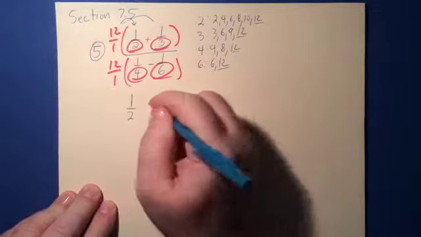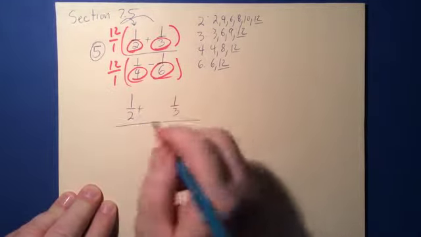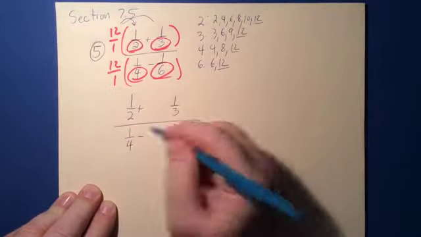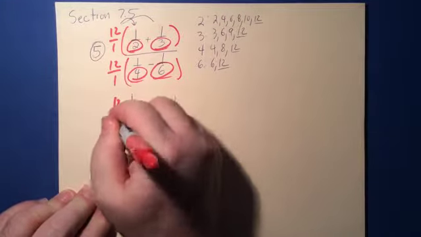So I'm going to take 1 over 2 plus 1 over 3 over 1 over 4 minus 1 over 6, and I'm going to multiply each of these portions by 12 over 1.